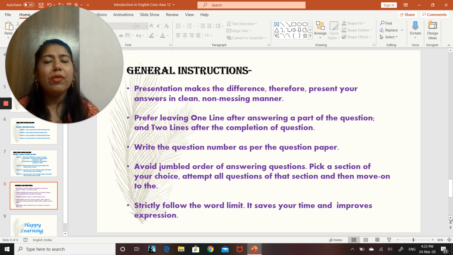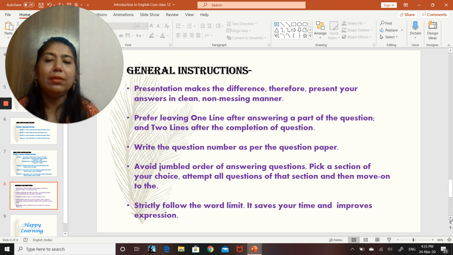Next, after writing down answer to any part of the question, make sure you leave one line. And after you have attempted the complete question, leave at least two lines. While doing this, ensure that notice writing you never begin from the end of the page, rather from a fresh page, so that the notice is completed in the same page rather than carried on to the next one.